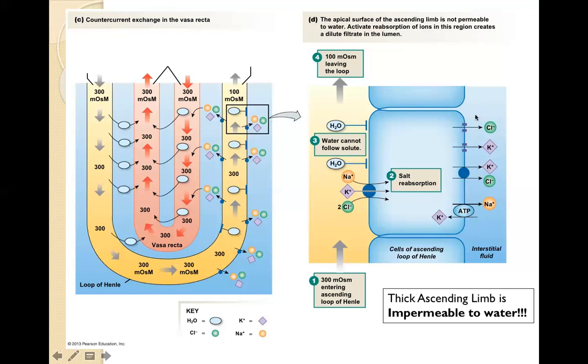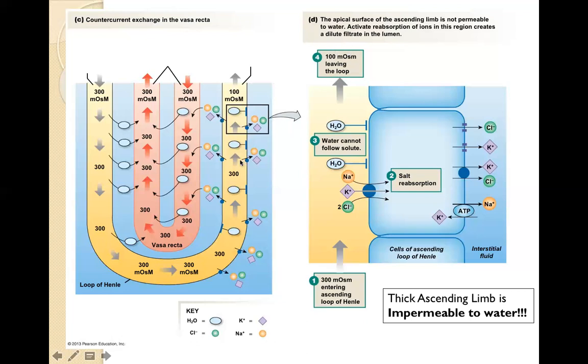So there's going to be some solute brought to the interstitium. Water would love to follow these solutes, but it can't because water's completely impermeable. So water ends up staying within the filtrate, but you have less solute. So the osmolarity that's leaving the loop of Henle is actually less than what it was coming in.